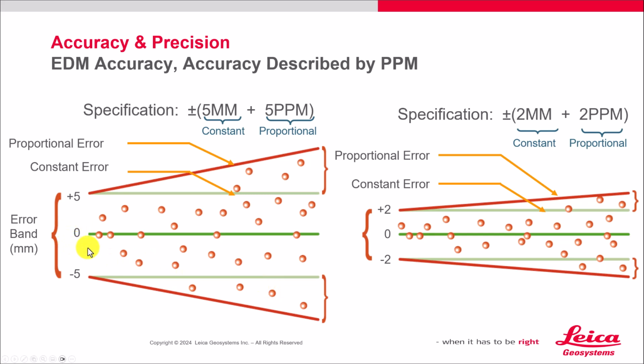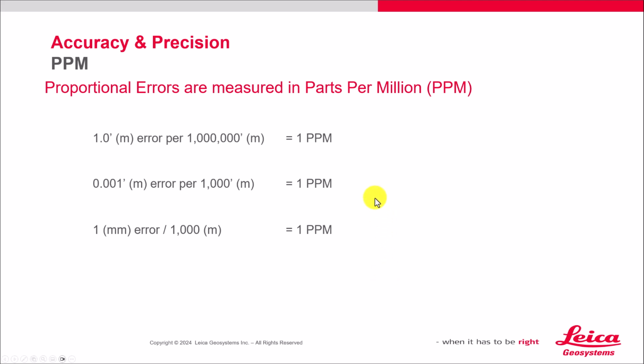This is a really nice diagram that explains parts per million. If you have an error band of plus or minus 5, that's the constant error. The proportional error gets bigger the longer the distance is. So 5 millimeters constant plus 5 parts per million. For every million, it grows 5 parts. Similarly, with a 2 plus 2, the plus or minus 2 is a constant error, and the proportional error is on the top and bottom. Proportional errors are measured in parts per million.